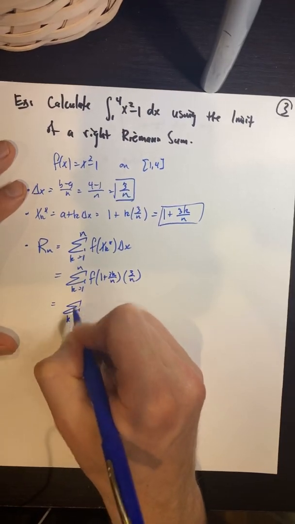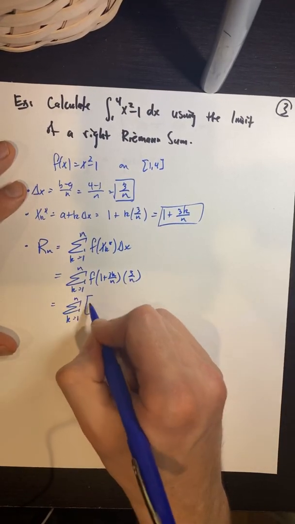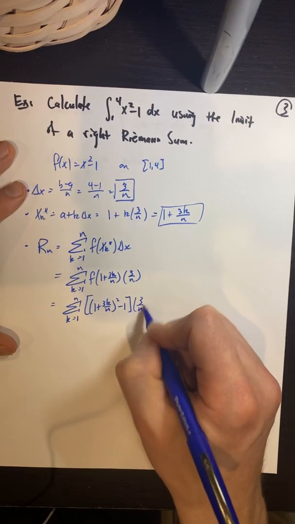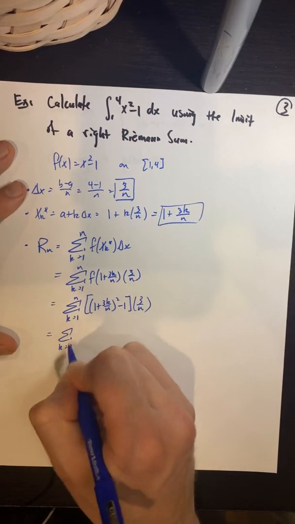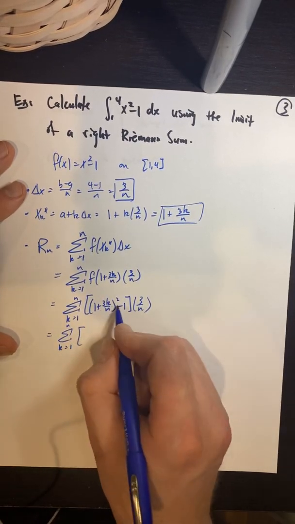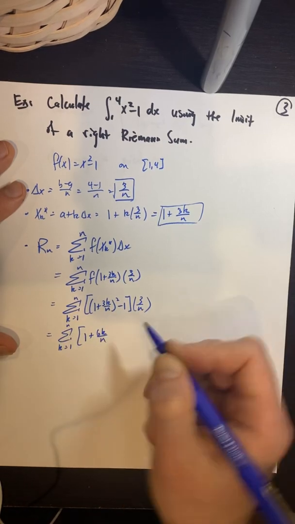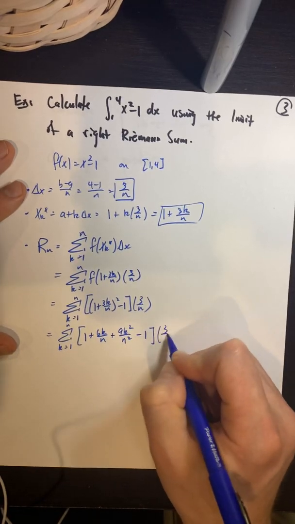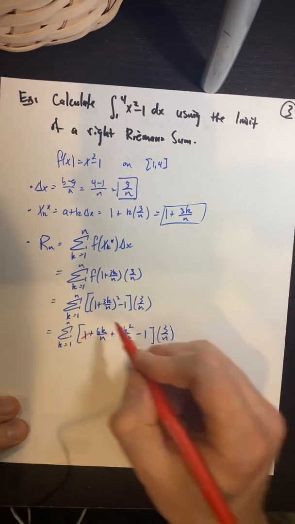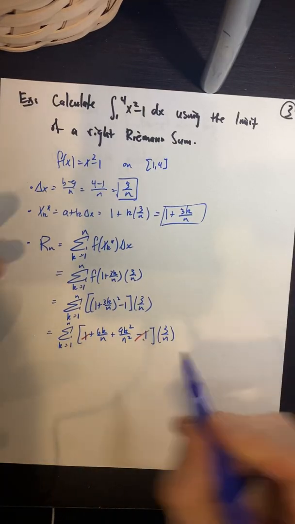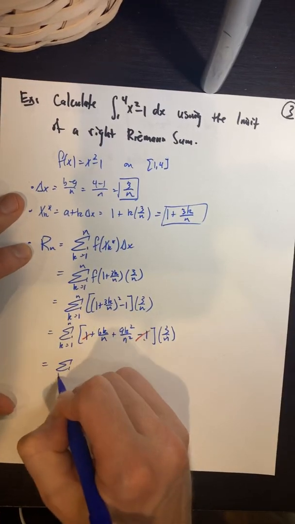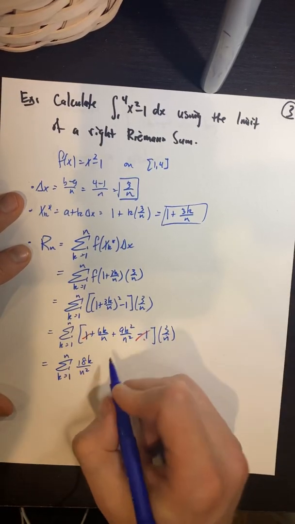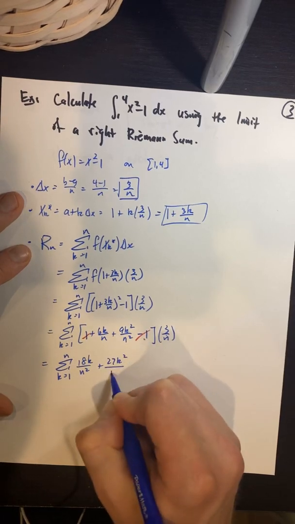Now the goal here is to just simplify this thing after we apply f. So this would be 1 plus 3k over n, squared, minus 1, times 3 over n. Now unfortunately I have to square that thing out. So that would be 1 plus 6k over n plus 9k squared over n squared, minus 1, times 3 over n. We see that these two 1's cancel. Now I'm going to multiply this 3 over n inside as well to save me some time. So this would be 18k over n squared plus 27k squared over n cubed.